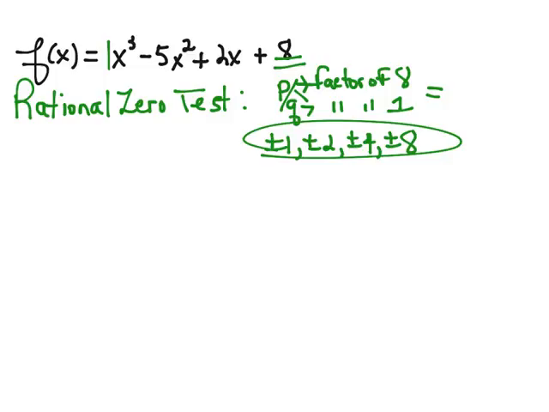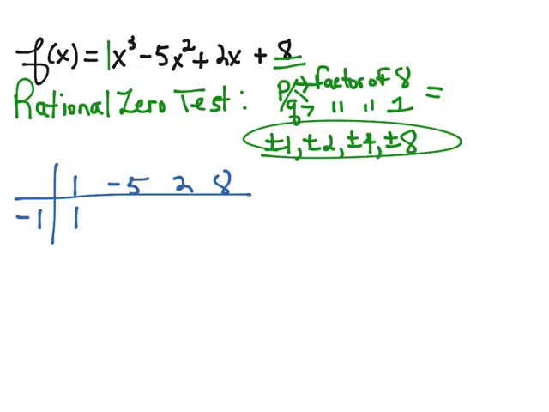So start back with our equation. We have 1x cubed, negative 5x squared, 2x, and 8. We're just going to use the coefficients. We're going to start down the list until we find a number that divides in evenly, and we're going to know that that's a factor if we get a remainder of 0. So let's try negative 1.